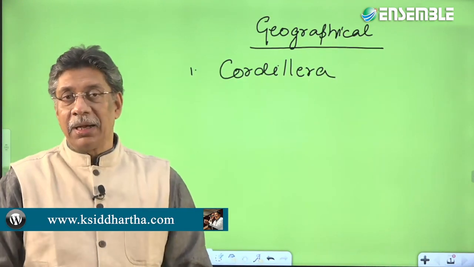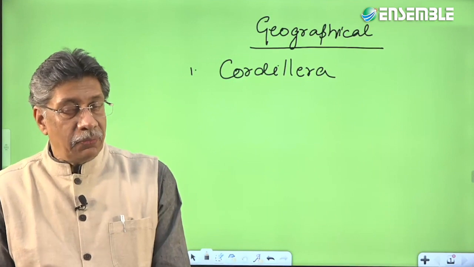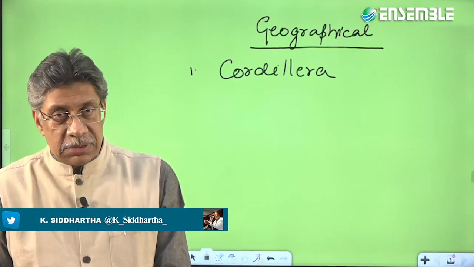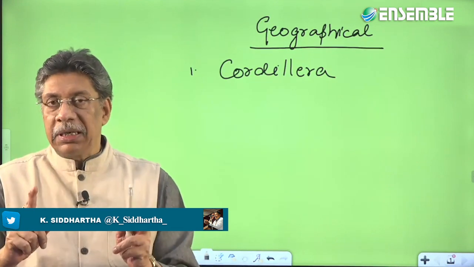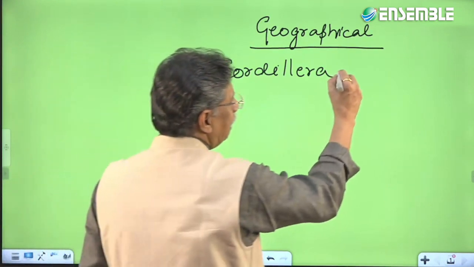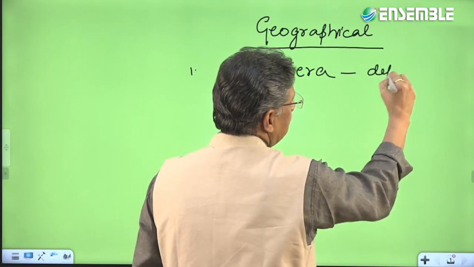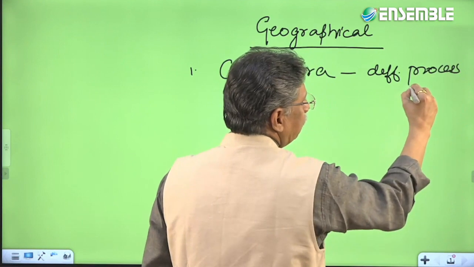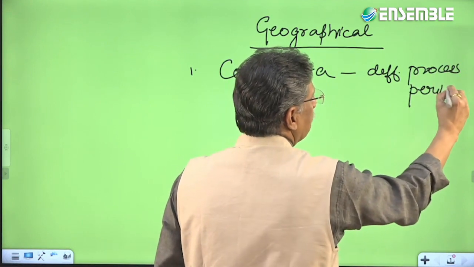Cordillera is a general highland formed in different periods and by different processes. Different periods and different processes, both of them are different. That is, it has a different process and different periods, both of them.